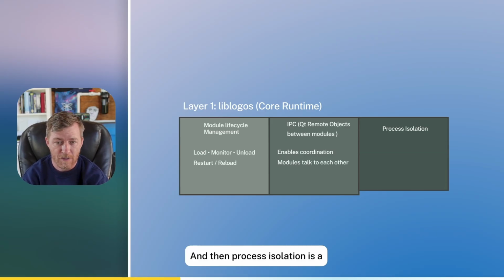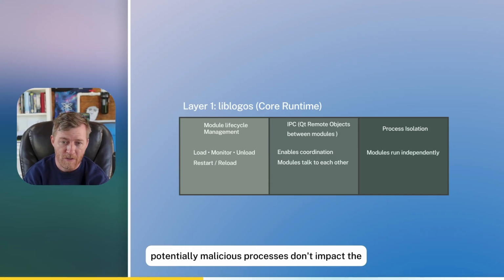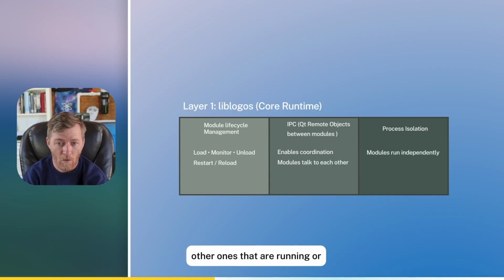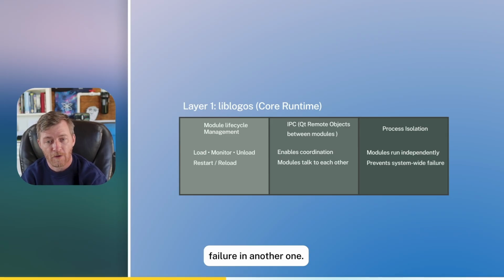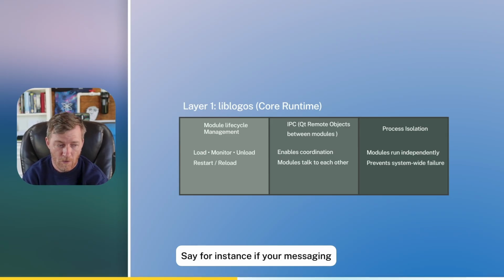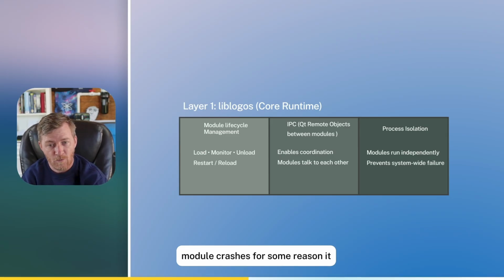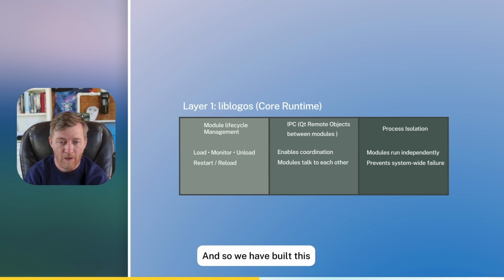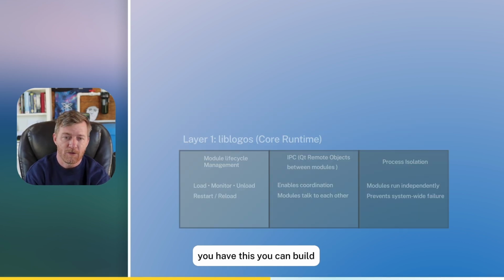And then process isolation is a key property of this whole thing, because we want to make sure that potentially malicious processes don't impact the other ones that are running, or that a failure in one doesn't cause a failure in another. Say, for instance, if your messaging module crashes for some reason, it doesn't stop your blockchain node. And so we have built this into the core layer. And once you have this, you can build things on top.